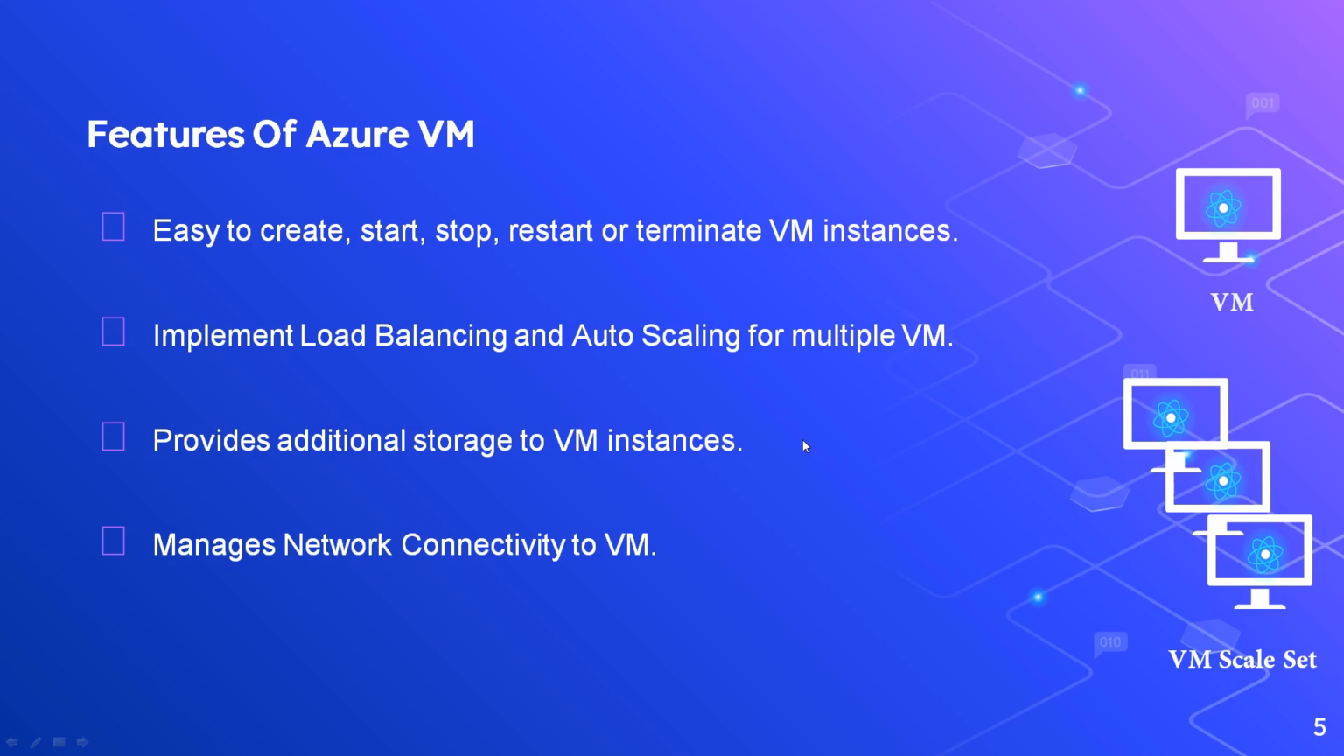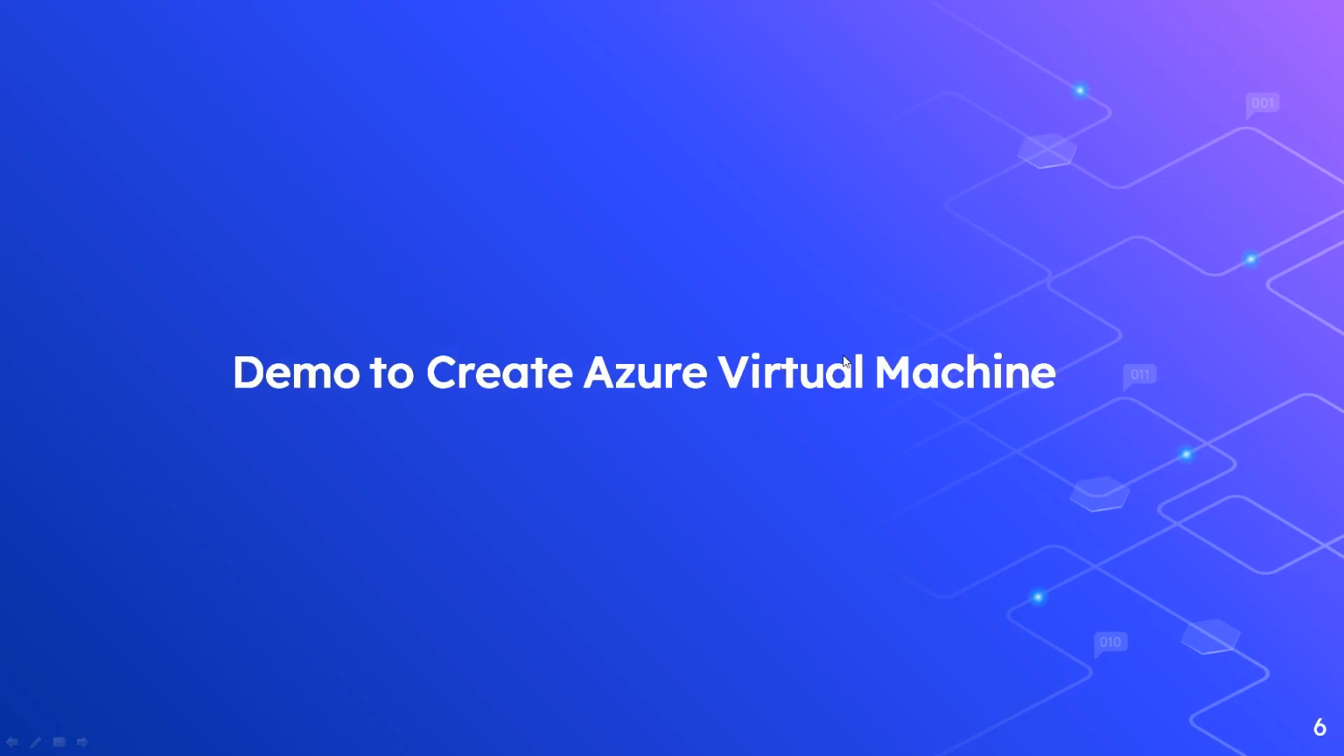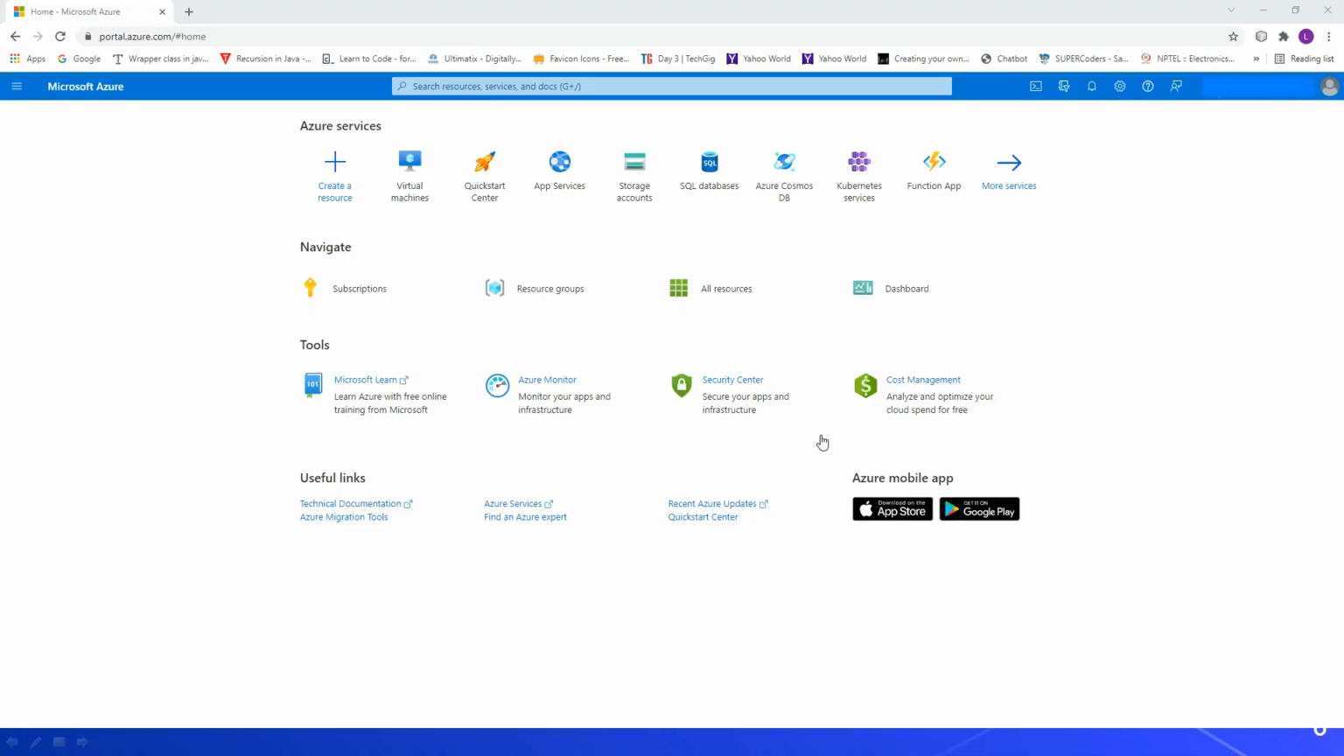So now without wasting any time, let's quickly jump to the demo session on how to create your own first virtual machine in Azure. So let's get started. You need to go to portal.azure.com and then you need to provide your registered user ID and password. After this, you would be able to log into Microsoft Azure.